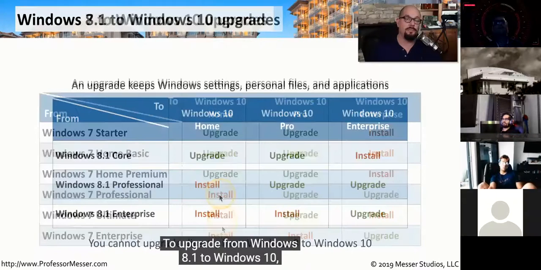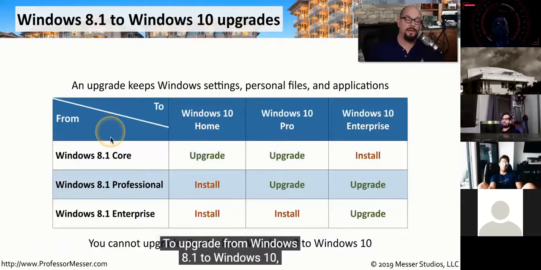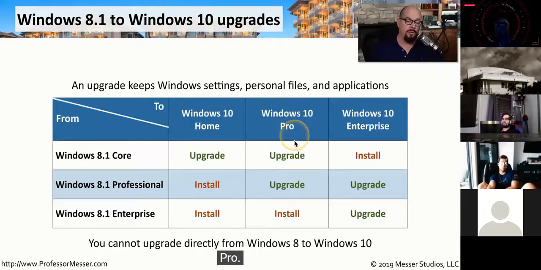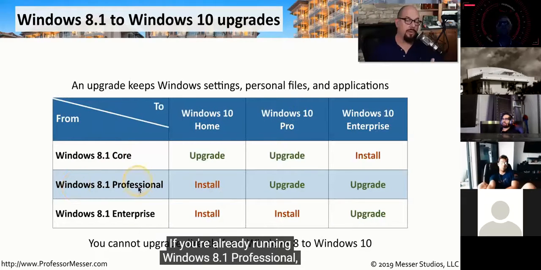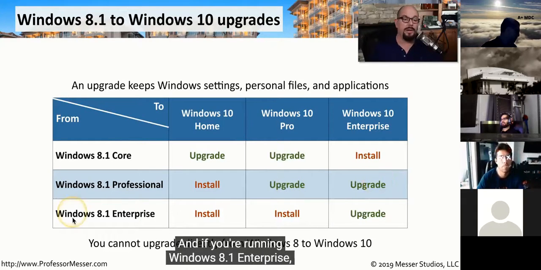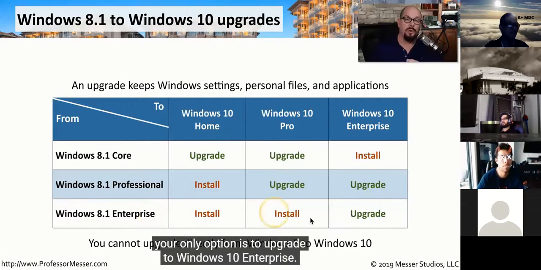To upgrade from Windows 8.1 to Windows 10, you would need to be running Windows 8.1 Core to be able to upgrade to Windows 10 Home or Windows 10 Pro. If you're already running Windows 8.1 Professional, you can upgrade to Windows 10 Pro or Windows 10 Enterprise. And if you're running Windows 8.1 Enterprise, your only option is to upgrade to Windows 10 Enterprise.